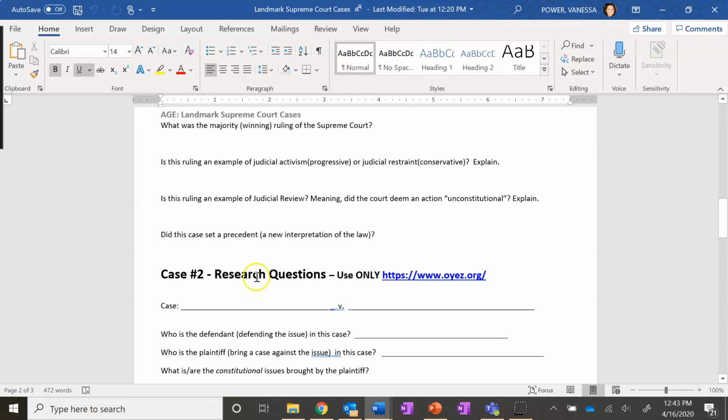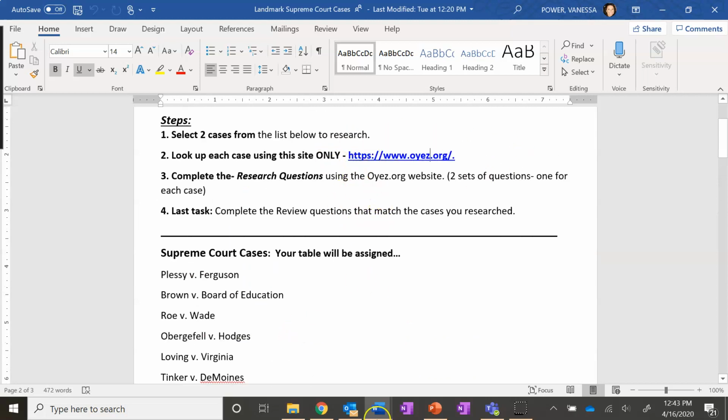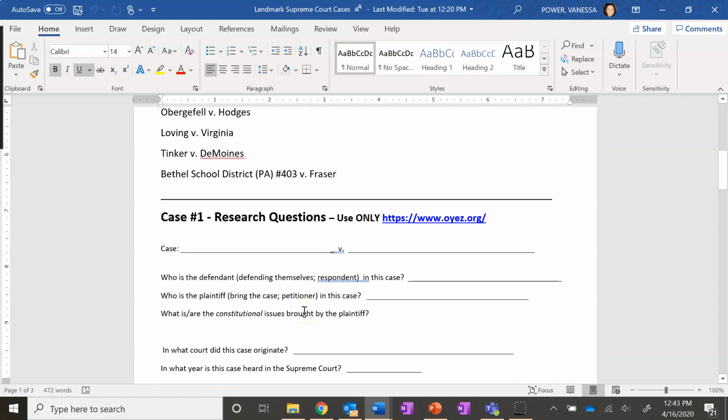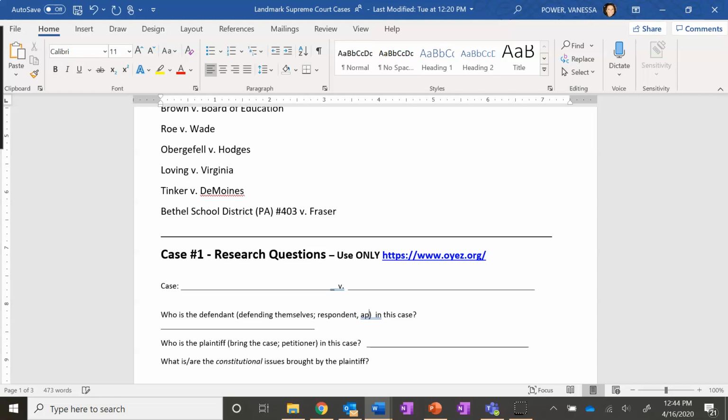So that's how you're going to use the website, and then you would pick another case from here, go back into the website here, type it in the search bar, and fill out the questions one more time. If you have further questions, please feel free to email me, but just remember the appellant is the plaintiff or the petitioner, and the appellee is your defendant or your respondent. So those are just some terminologies to keep in mind. Actually, I will type those in while I'm on this with you, because you'll see sometimes the cases use different terminology depending on how old they are.